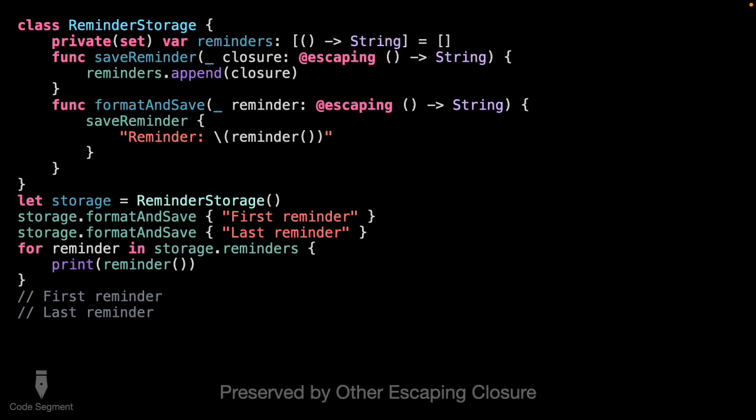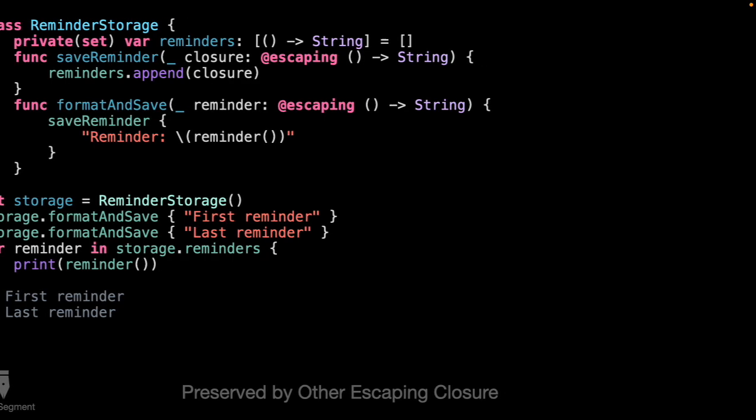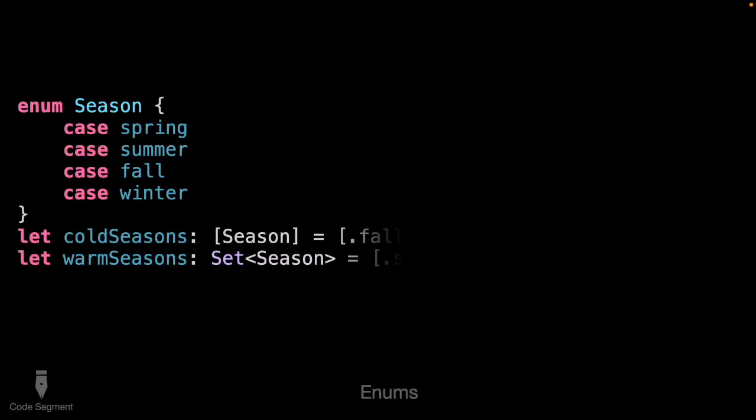It can also be preserved by other escaping closures. So if you call a closure inside of an escaping closure, or pass it to an escaping closure, you end up needing to mark that closure as escaping as well. And they kind of chain virally, which is relevant for when you're looking at things like dispatch queue. Luckily, we don't have to worry about that too much anymore because we have async await now, which is cool. And we'll look at that in a bit. But first, we're going to take a quick look at enums.